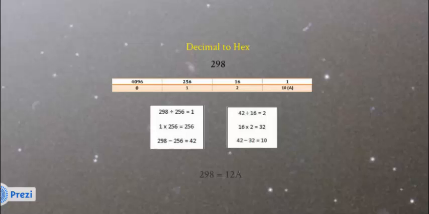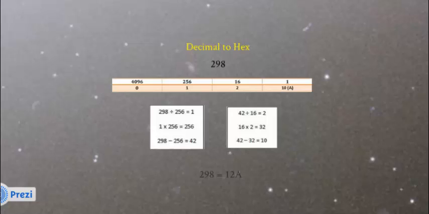Then to convert from decimal to hex, we also use the powers of 16 table. We see that 298 is not bigger than 4096, so we add a 0 underneath there as well. But it is bigger than 256, so we divide that. 298 divided by 256 equals 1. 1 times 256 equals 256. And so 298 minus 256 equals 42.